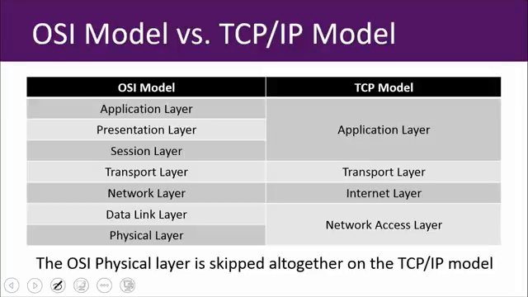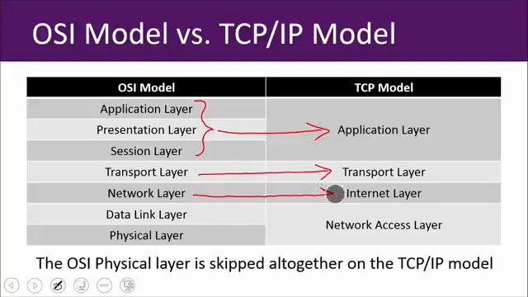And here's how that matchup occurs. So note that in the OSI model, the application layer, the presentation layer, and the session layer, they match up with the application layer in the TCP/IP model. Transport layer, only one that remains the same. The network layer is actually called the internet layer with the TCP/IP model, and then the network access layer is actually referencing the data link layer. The physical layer is entirely skipped altogether in the TCP/IP model.